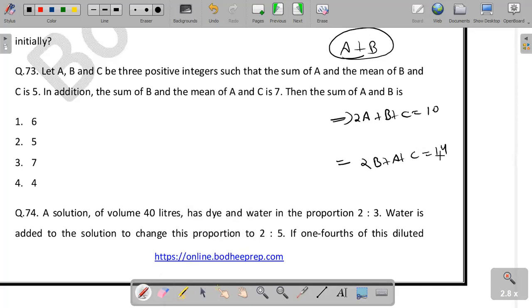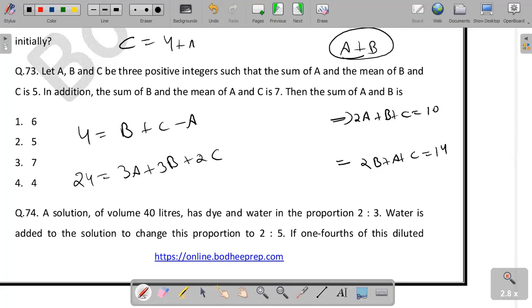I will first subtract: 14 minus 10 is equal to 4. 2B minus B, the B plus C minus A. Fine. Now I will add both the equations. I would get 24 is equal to 3A plus 3B plus 2C. I have to find A plus B. Fine. So if I get the value of C from here, that is C is equal to 4 plus A minus B, I would put C here. 8 plus 2A minus 2B. That is 16 is equal to 5A plus B.